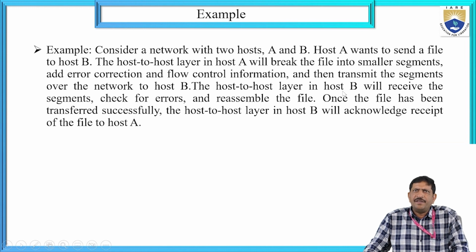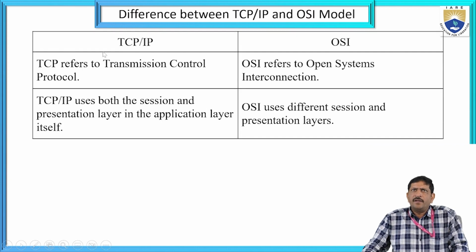Then transmit the segments over the internet to host B. The host-to-host layer in host B will receive the segments, check for errors, and reassemble the files. Once the file has been transferred successfully, the host-to-host layer in host B will acknowledge the receipt of the file to host A.